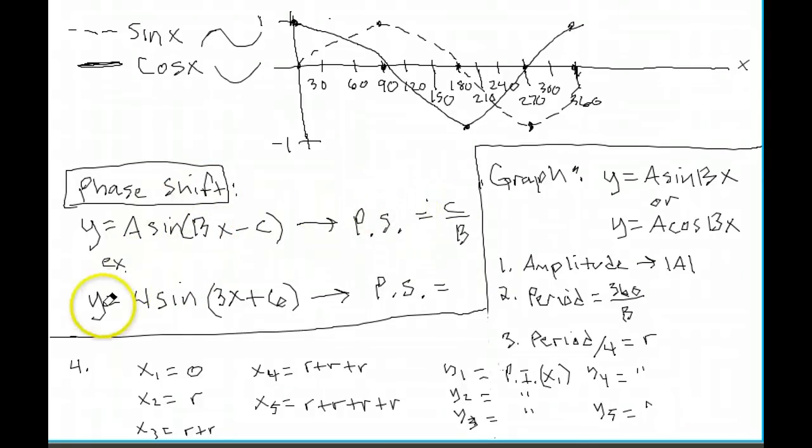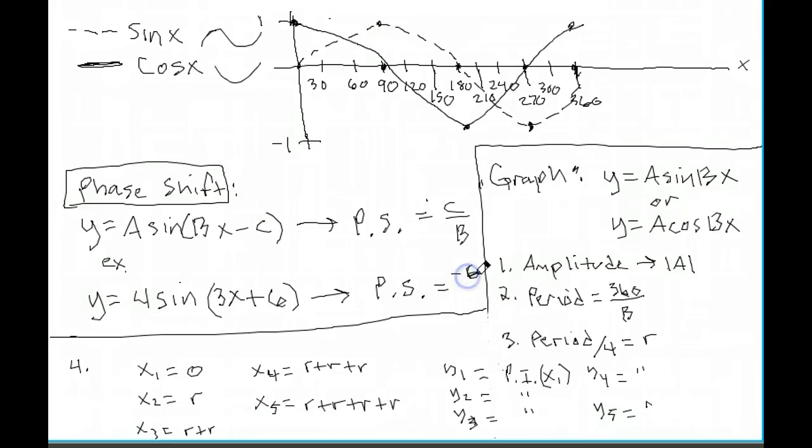Looking at an example, let's say we have y equals 4 sine 3x plus 6. That means for the phase shift, our c is a positive 6, so we're going to use the opposite, which is going to be -6.